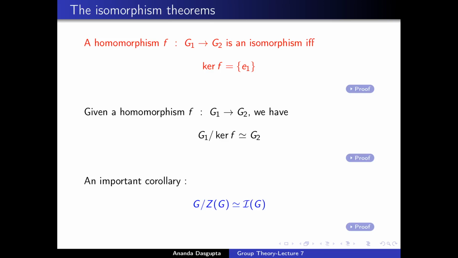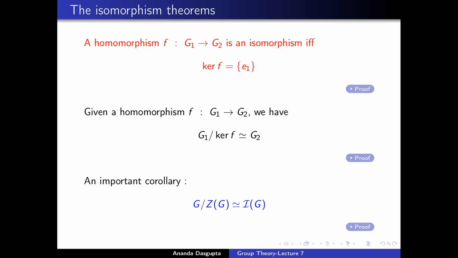The center of a group G, Z(G), which if you recall is the set of all elements of the group which commute with every element of G, happens to be a normal subgroup of G. That's sort of trivial to prove. And G by Z(G), this quotient group, is actually isomorphic to a very, very important group, the group of all inner automorphisms of the group G, the thing that we denote by curly I of G. We need to prove this, of course. We will do that. But let us start by proving these results one by one.